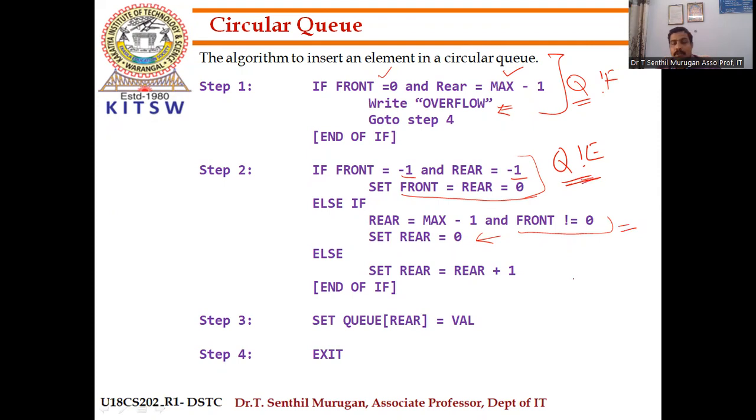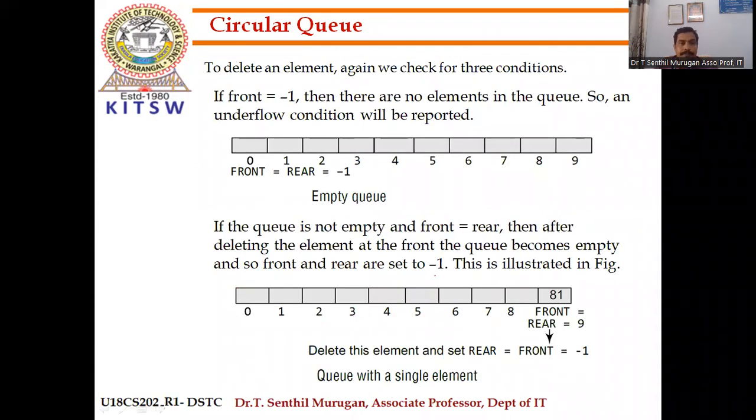So the first location is free, and there we have to insert the element. Otherwise we use rear equal to rear plus 1. If none of these possibilities holds, it means space is already available on the rear side for insertion. Once we fix the rear side, we can insert the value into Q of rear. There we simply assign the value.